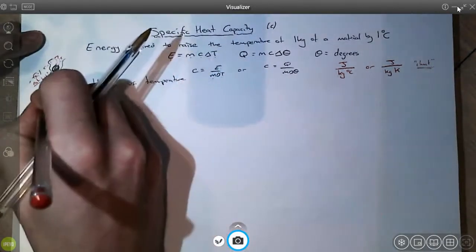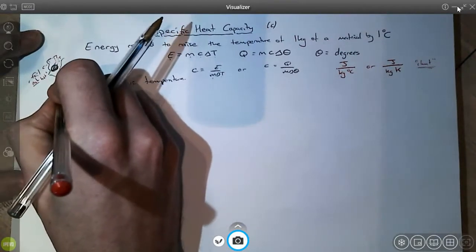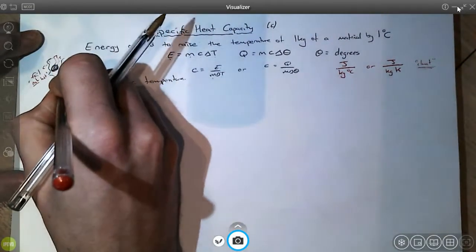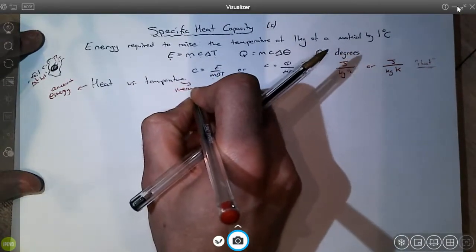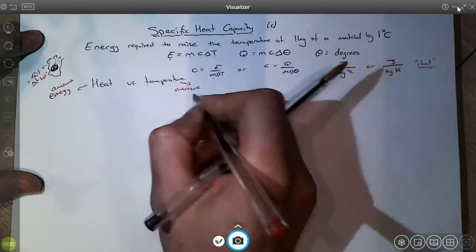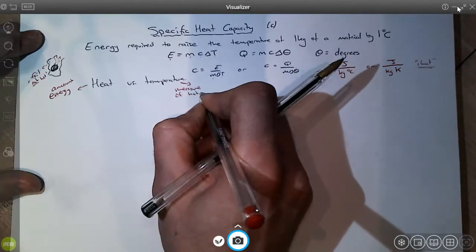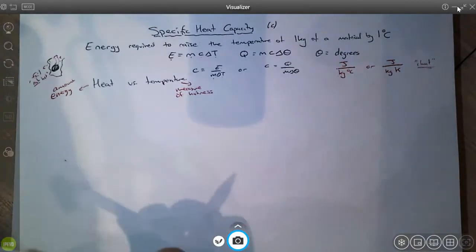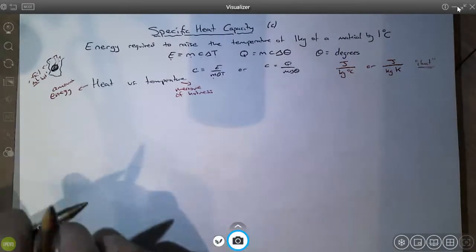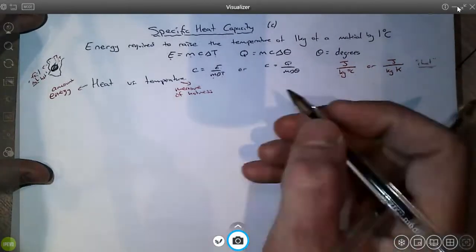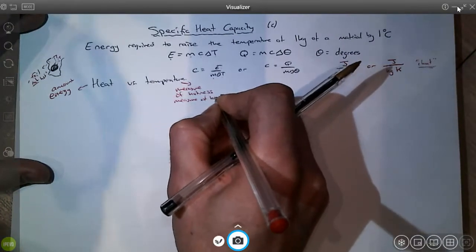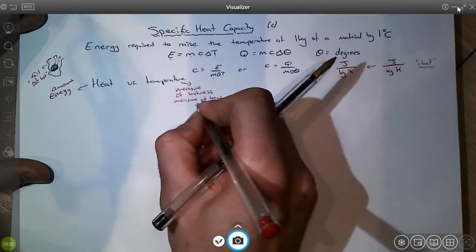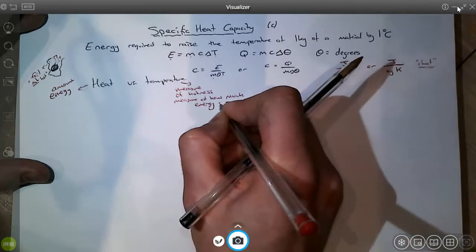Heat is energy, or an amount of energy, and temperature is a measure of hotness, or a measure of how much energy something has. That's maybe a better one.